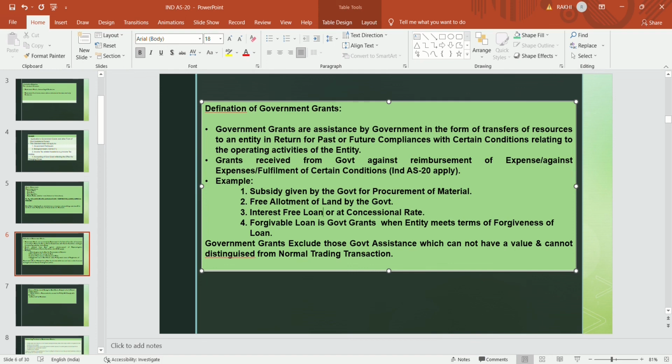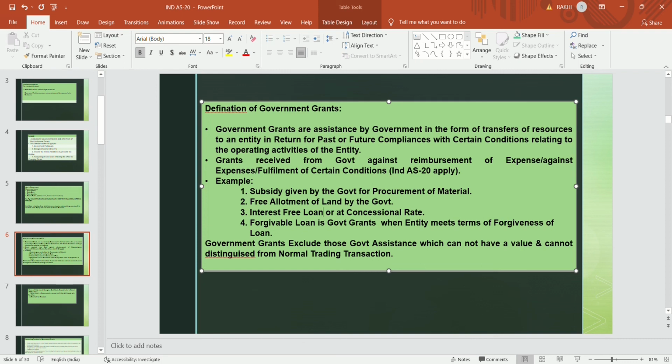A forgivable loan is a government grant where the entity meets the terms of forgiveness of the loan. So these are the examples: a government grant received from the government against reimbursement of expenses. Either the company has fulfilled the condition and incurred all the costs, and the government is giving reimbursement of the expenses, or against fulfillment of a condition in future, where the government will say you will fulfill the condition in future, I will pay you today.